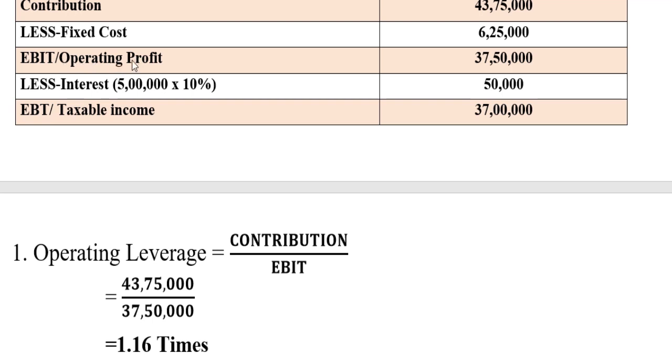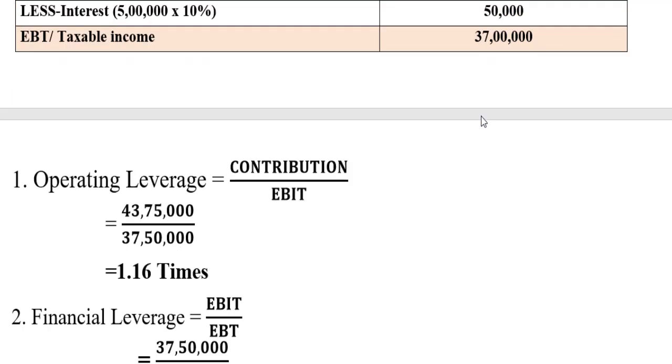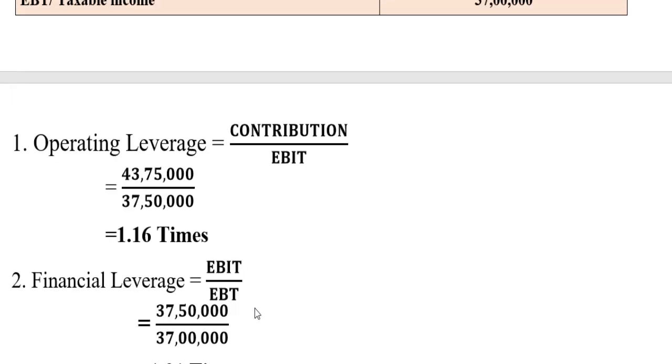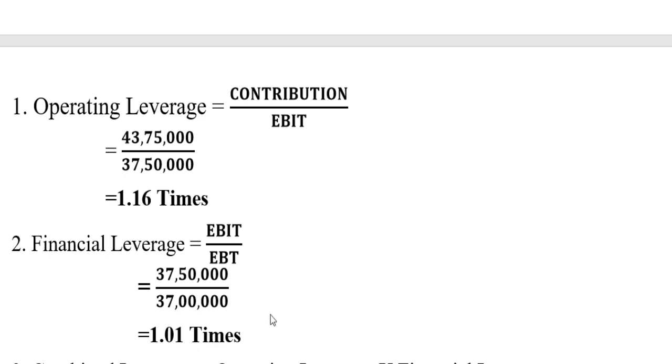Next, the financial leverage, that is EBIT divided by EBT, so 37,50,000 divided by 37 lakh, you will get 1.01 times. What does 1.16 times mean? A 1% change in sales leads to a 1.16% change in EBIT, and here a 1% change in EBIT leads to a 1.01% change in EPS.